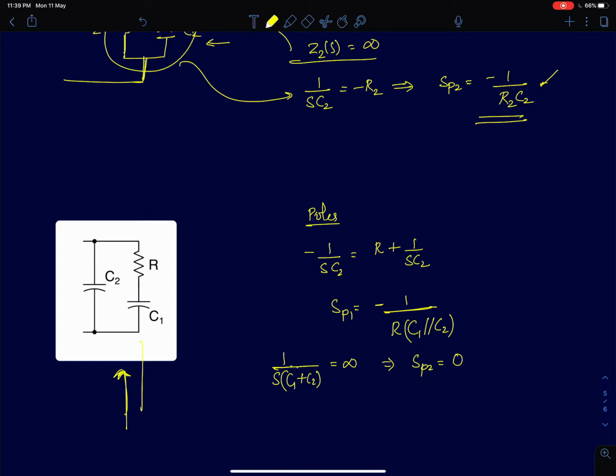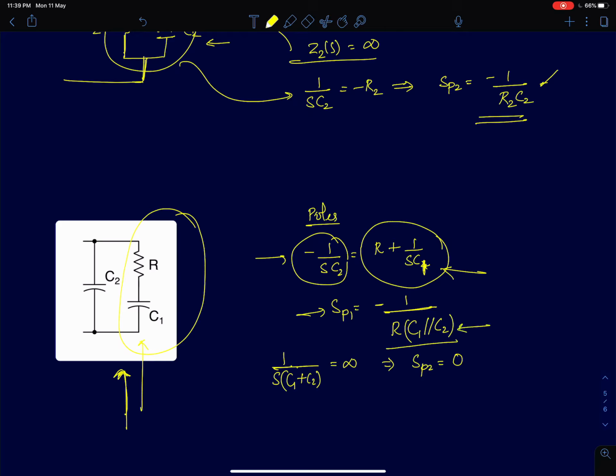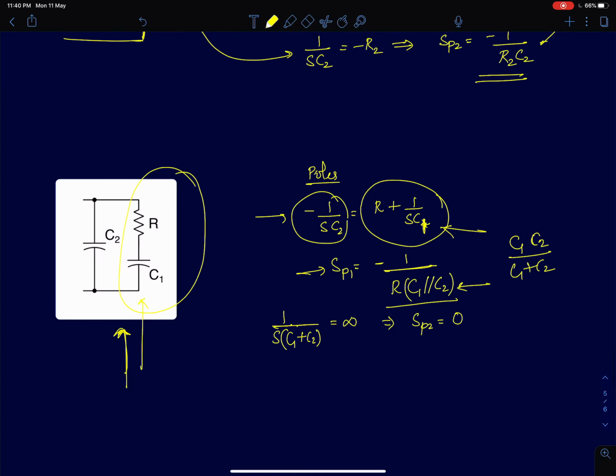The impedance in this branch on this side of the circuit, which is R plus 1 by SC2, equal to minus of 1 by SC1. When you equate the two, you get the location of the pole as minus 1 by R into C1 parallel C2, where C1 parallel C2 is C1 C2 by C1 plus C2. Now we'll try to apply the other condition, because we have two capacitors here. Since we have two capacitors, at max we can have two poles, so we'll see if there is another pole in the circuit.